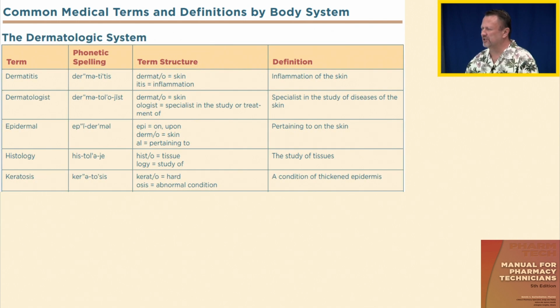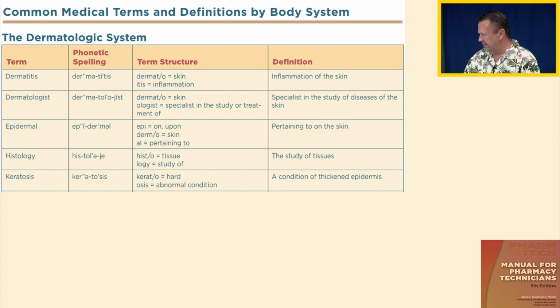Dermatitis is inflammation of the skin. A dermatologist is a specialist who studies skin. Epidermal is outside of the skin, on the skin. Histology is the study of any kind of cells and tissue. If you take a histology class, it's like the anatomy of individual cells. Anatomy on a cellular level. Anatomy under a microscope is histology.